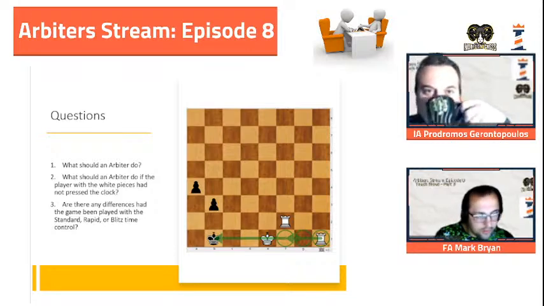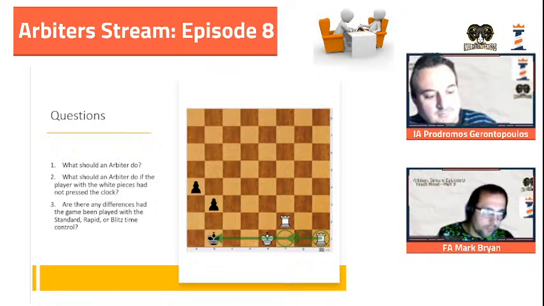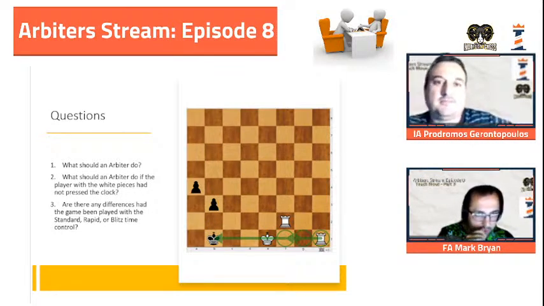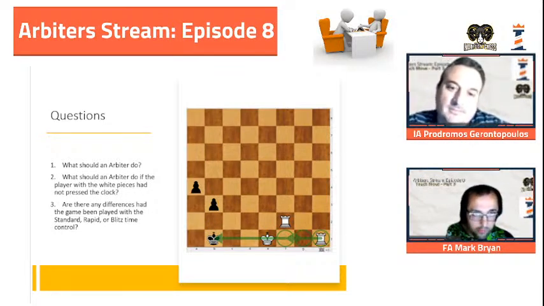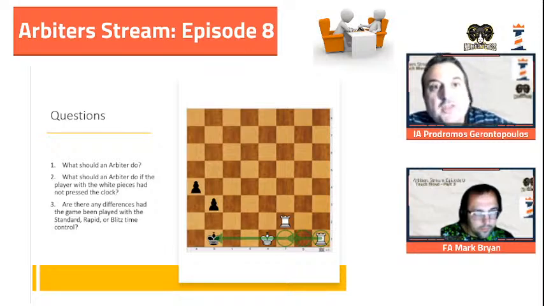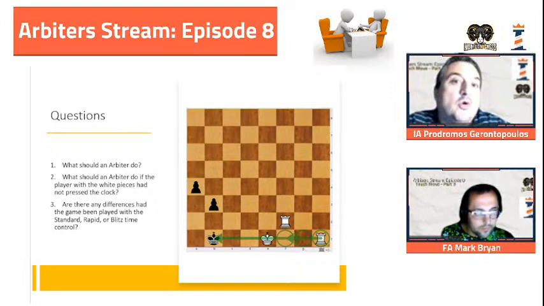But it's again open to interpretation. Some arbiters might interpret that castling is a completed move. Also, this is an ending position. We don't know if the rook on the h1 square has already moved. No, you don't lose the right to castle.